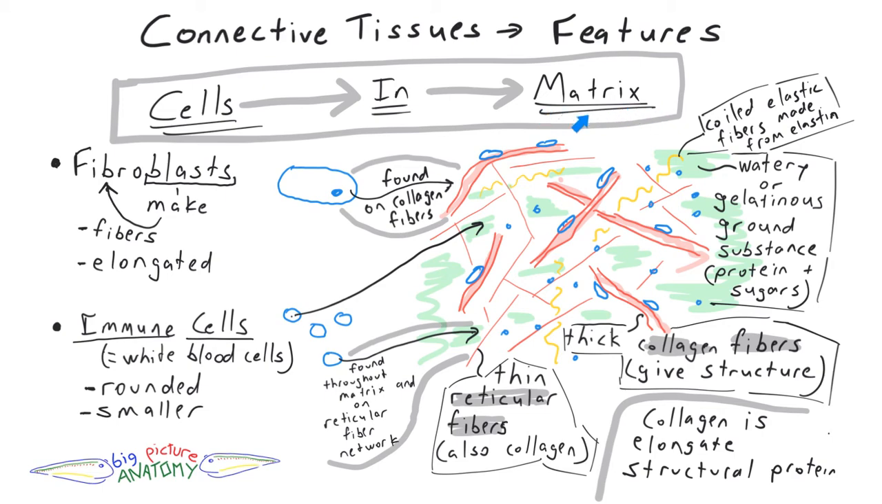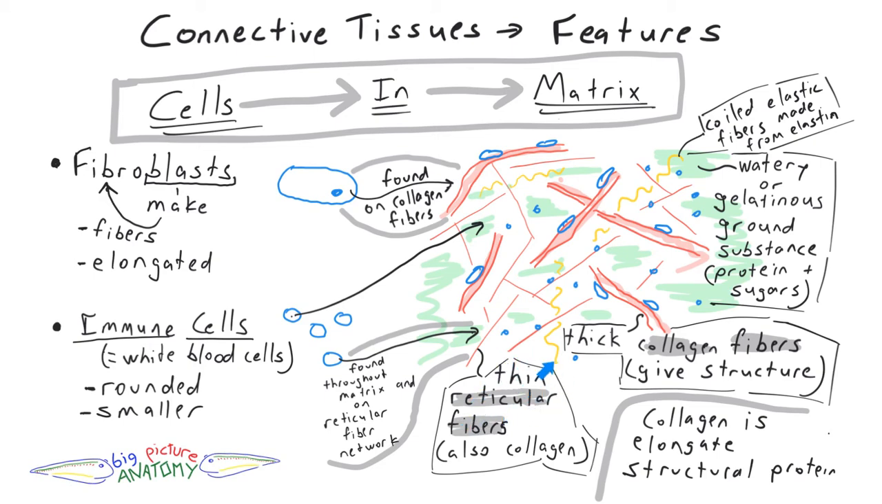When we look at the matrix itself, what it's made up of is going to be the thicker collagen fibers. Remember, collagen is an elongate structural protein that the fibroblasts make and then extrude out of the cell. So we see these thick collagen fibers giving structure to the matrix. We tend to see the much thinner, what we call reticular fibers. These form a network throughout the matrix that the cells tend to use to orient and align themselves along. They're also made out of collagen, but they're much thinner.